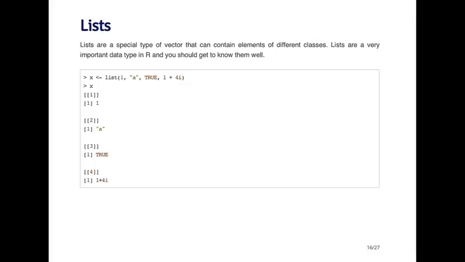So lists are indexed. You'll notice that elements of the list will have double brackets around them, and elements of other vectors just have the single brackets. So that's one way to separate a list from other types of vectors.